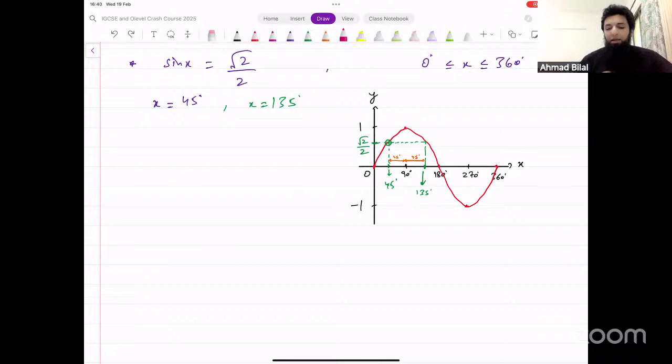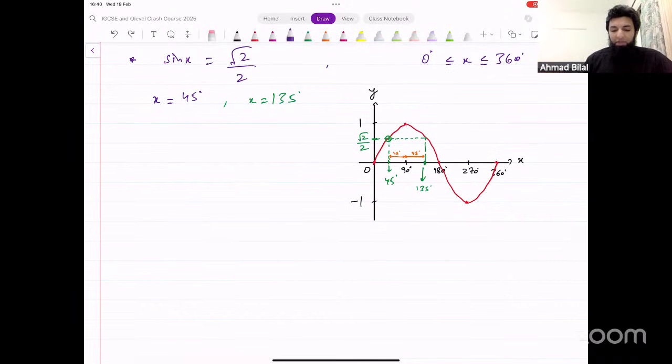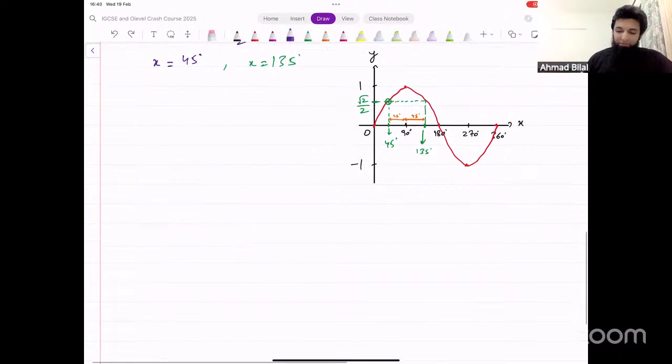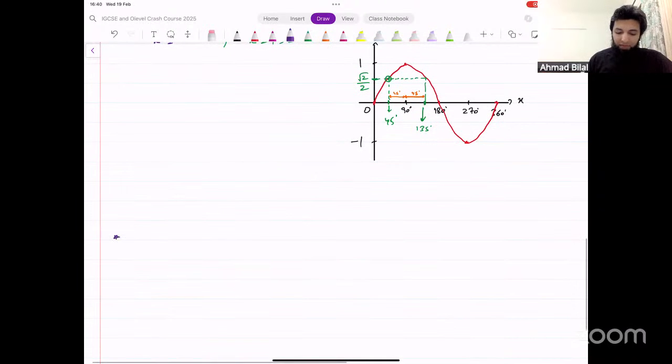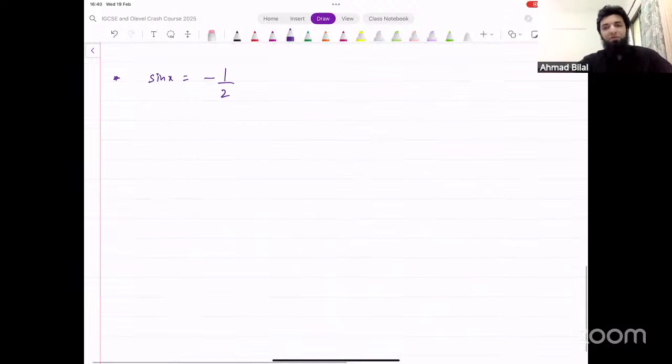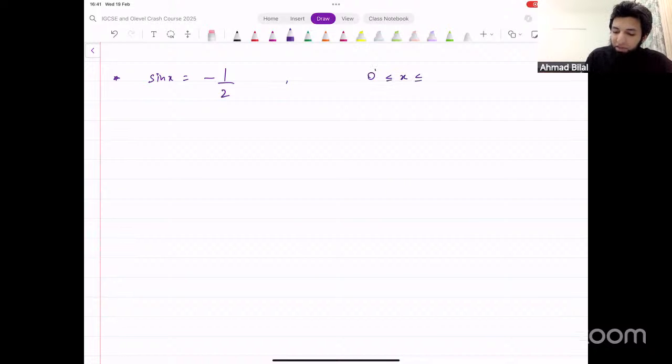All right. But now things get slightly more tricky. What if we have sine x equal to minus 1 over 2? Sine x equals minus 1 over 2. Now we need to solve this equation. Again, the question will say that x has to be between 0 degrees and 360 degrees. X has to be within this interval. That's what the question is going to say.